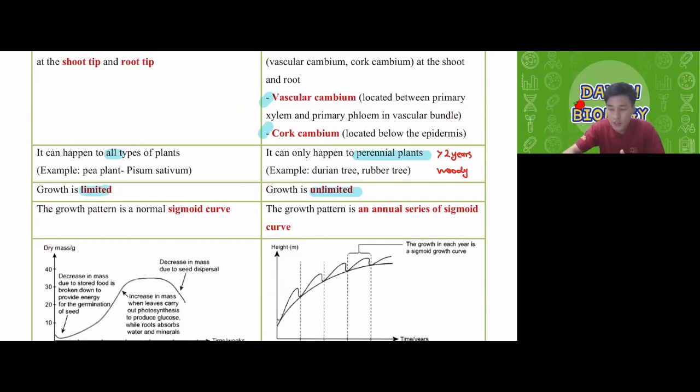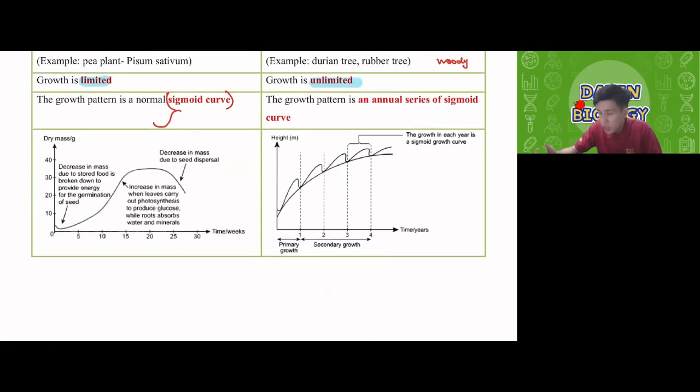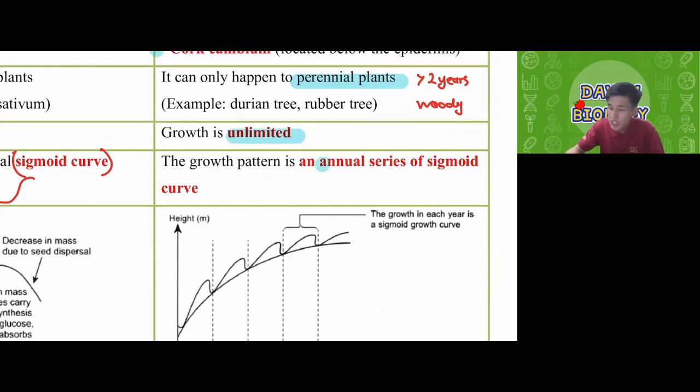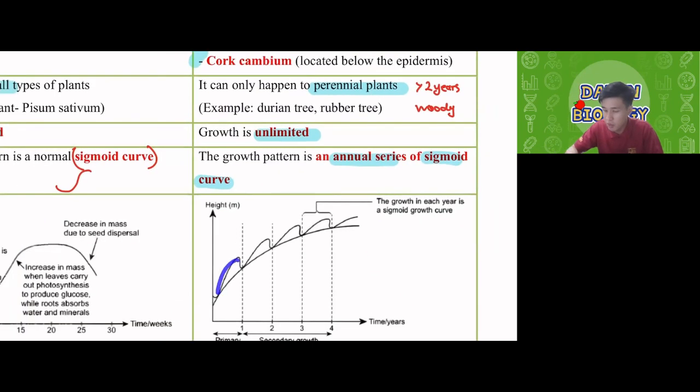And the last one is the growth curve. So the growth curve is a typical sigmoid curve, S-shaped curve that you see in human also. Sigmoid. Secondary is an annual series of sigmoid. Meaning every year, the sigmoid will repeat. Since secondary can occur for many years, like we mentioned, more than 2 years, that's why it will keep on repeating. But of course, over the years, it will get slower and slower lah.